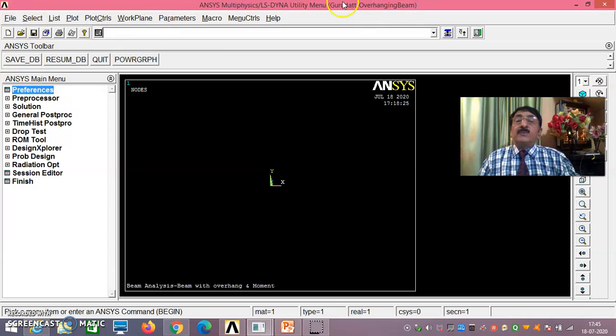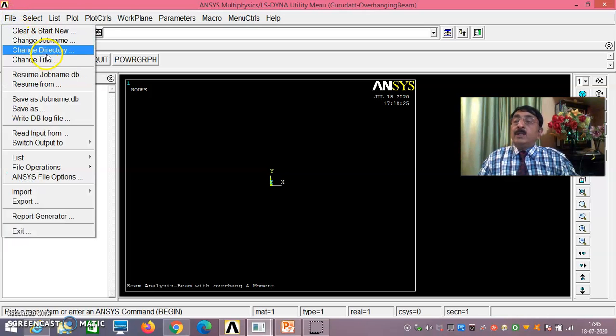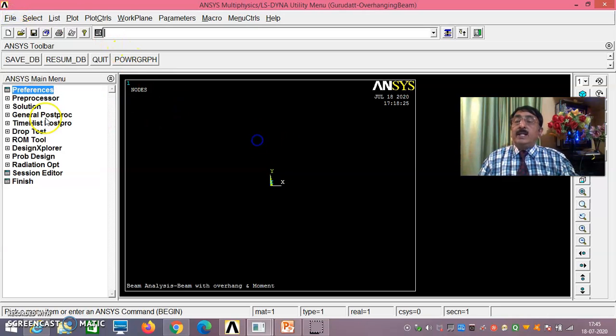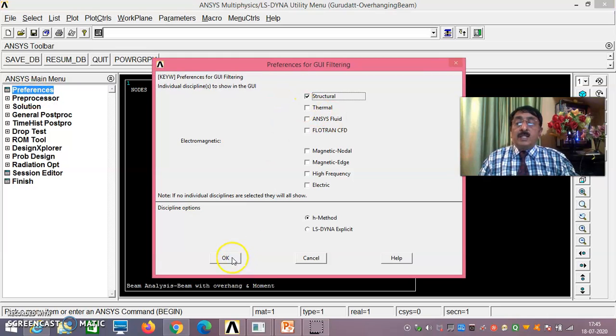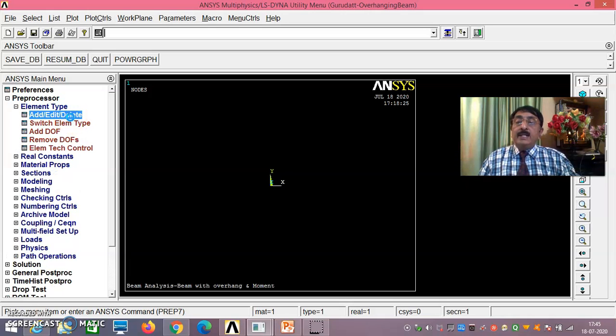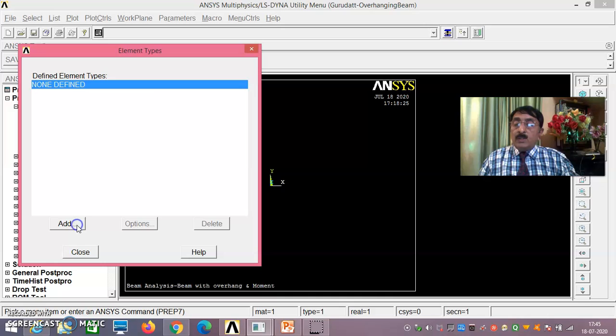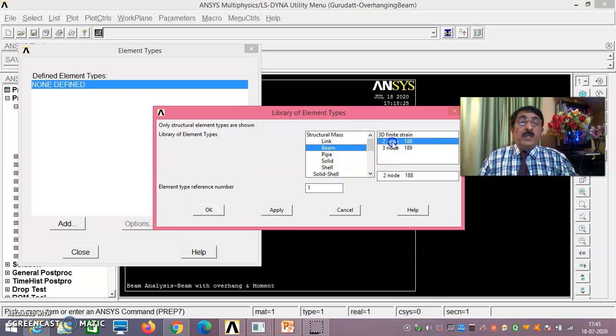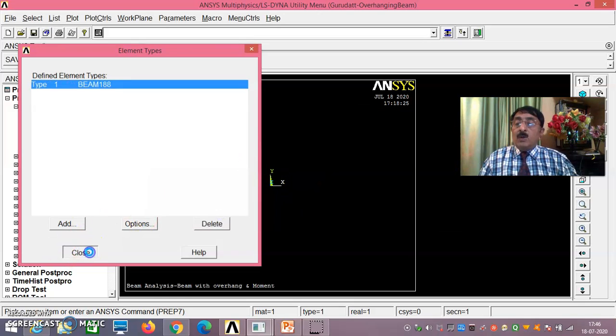Okay, file, first clear, that is create a new job name and give the title, and you start here. Preferences, structural. Okay, preprocessor, element type, add, edit, delete. You click on add. Take beam 188 only, because for all beam problems you take beam 188 only, which asks for the section. Whatever may be the section you can do. Whatever may be the complexity in the section, we'll do that later on. The complex sections also we'll do. Now it's a very simple section, rectangular section, 0.2 into 0.3.